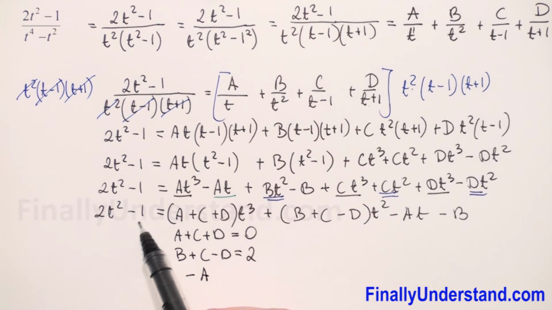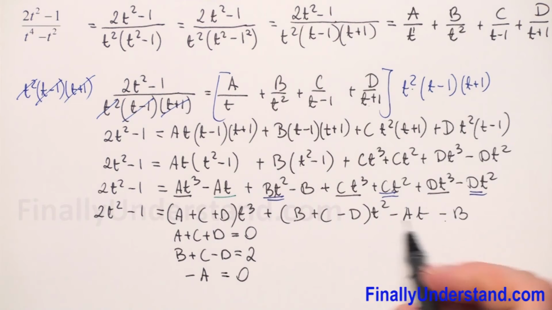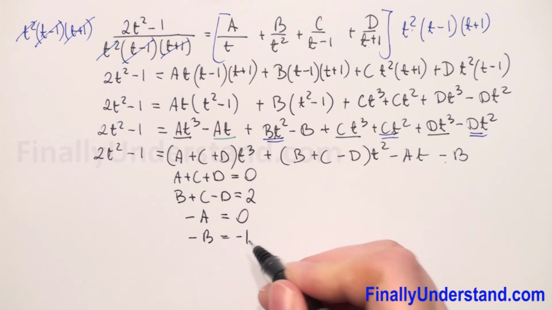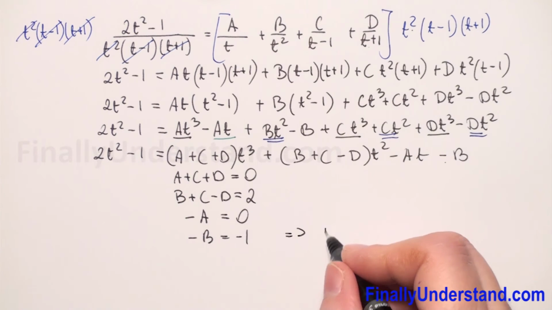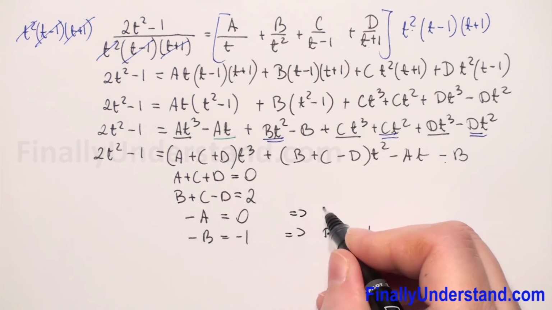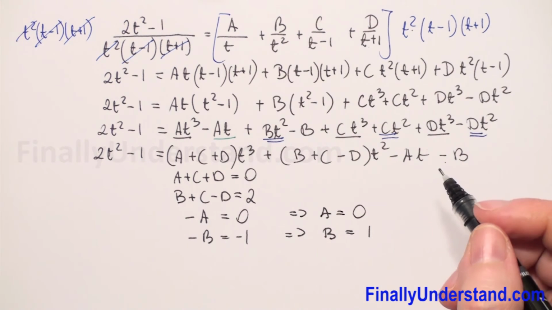Next we have negative a t. Because on the left side we don't have t, it means that the coefficient with t is equal to 0. And the constant, negative b is equal to negative 1 we have. So we see that b is equal to 1, a is equal to 0.